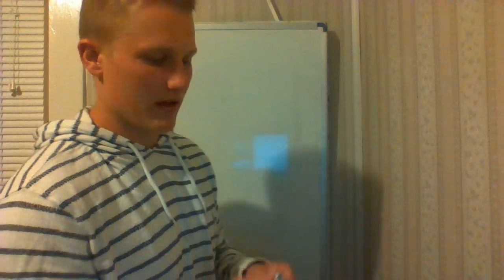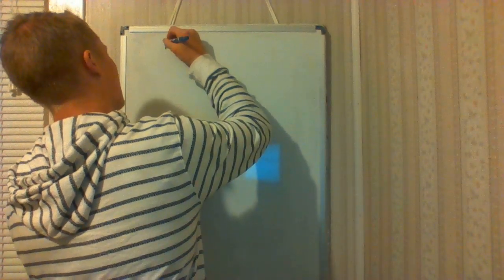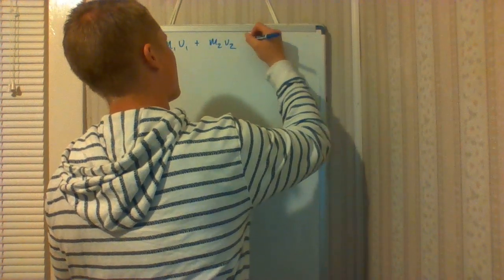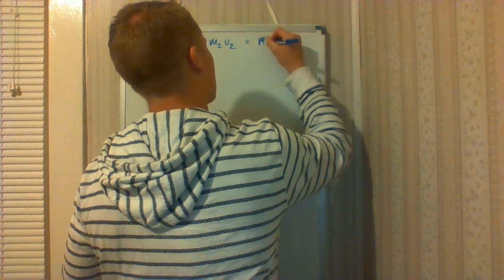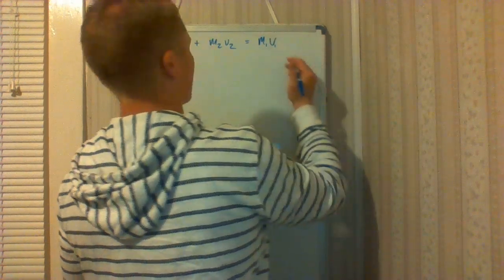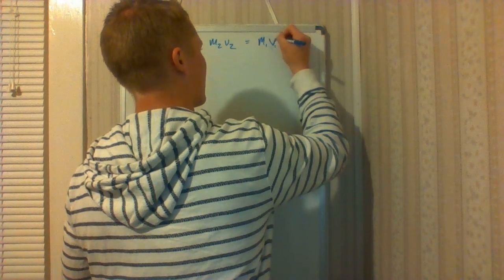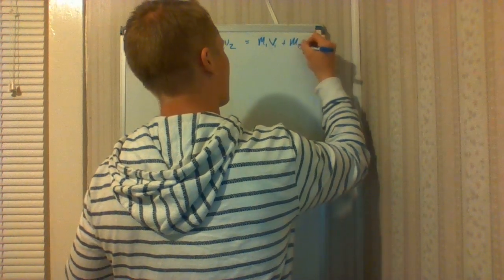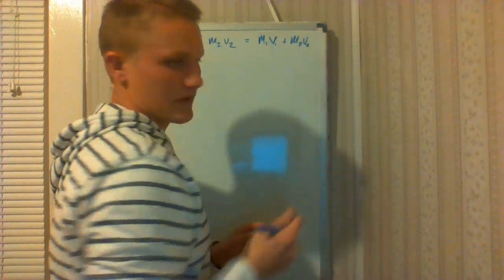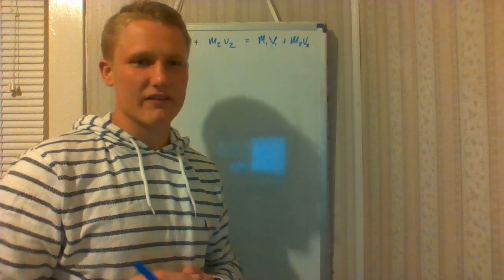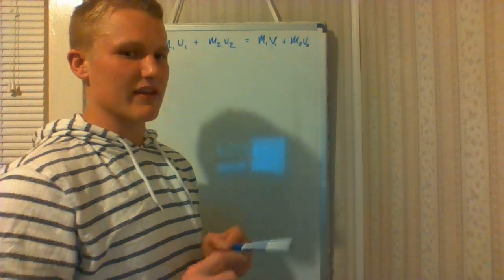So first, we're going to start out with the conservation of momentum. So we have m1u1 plus m2u2 equals m1v1. My u's and my v's kind of look the same, but we'll start with this equation. We have a lot of the information for this.